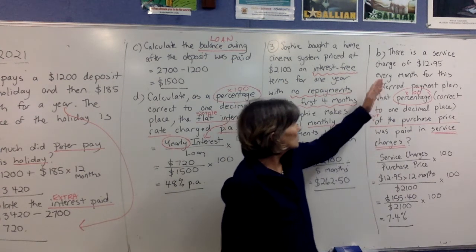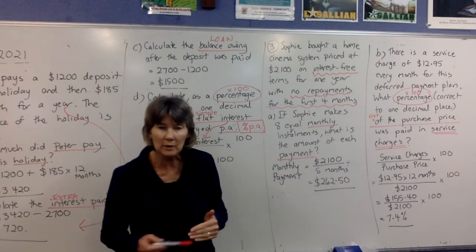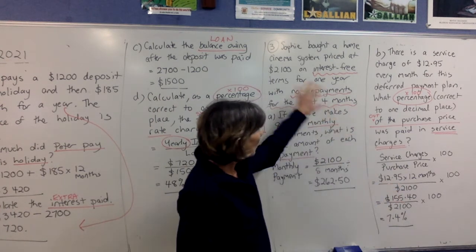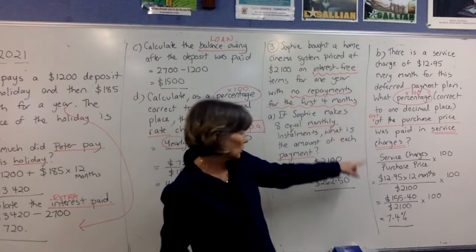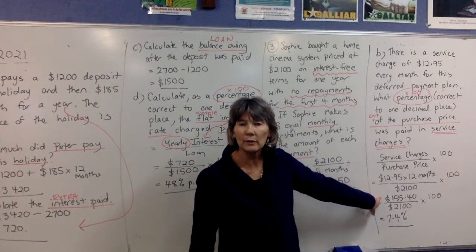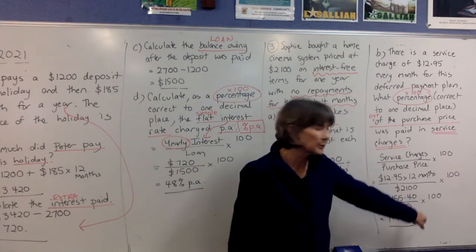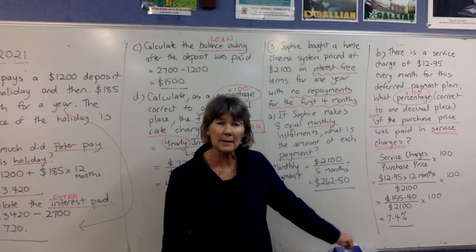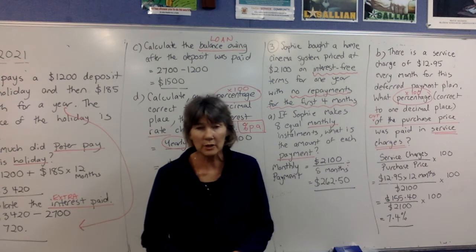Now, the service charges are $12.95 every month. So that's for the whole year. Even though you're not paying any payment for those first 4 months, they're still charging you a service charge. So it's $12.95 every month for that whole year, so times by 12 months. The purchase price, we know, was $2,100. So now if we total up our service charges on the top there, you're paying $155.40 to them. And if we divide that by 2,100 and times by 100, you're actually paying them 7.4% of the purchase price in service charges.